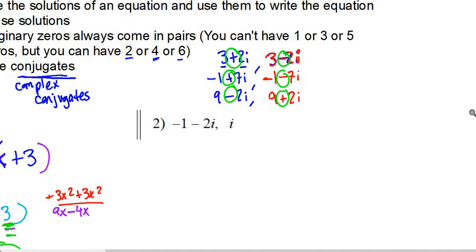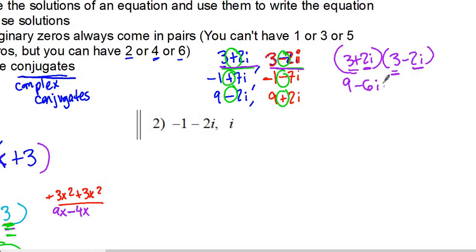Here's why. If you multiply conjugates together, the i's will cancel each other out, and you'll be left with only real numbers. So let's just test that. Let's use these two conjugates right here. So 3 plus 2i times 3 minus 2i, and let's see what happens. If we were to FOIL these out together, 3 times 3 is 9, 3 times negative 2i is minus 6i, 2i times 3 is plus 6i, and you can see those are going to cancel.